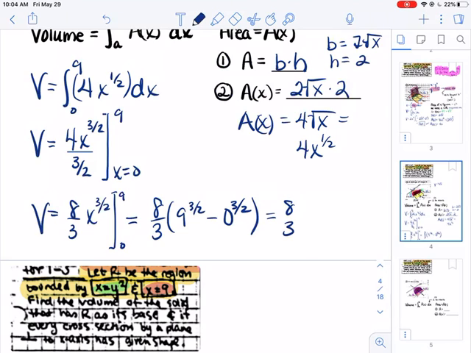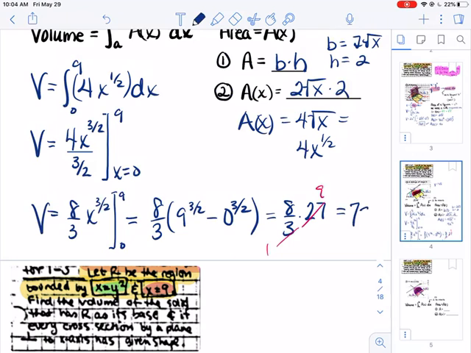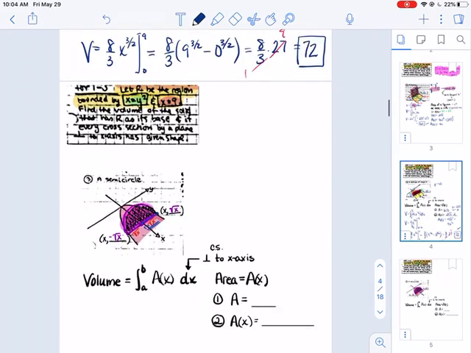And so then that's going to be 8/3 times 9 to the 3/2, which is going to be the square root of 9 cubed. So that would be 27. And simplifying that, 3's cancel, we have 9. So our final answer is 72. 72, and that would be units cubed, of course. We'll just leave the number here. Okay, that's the second problem.